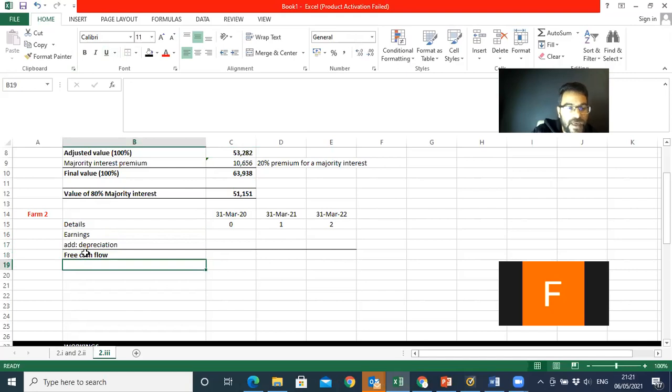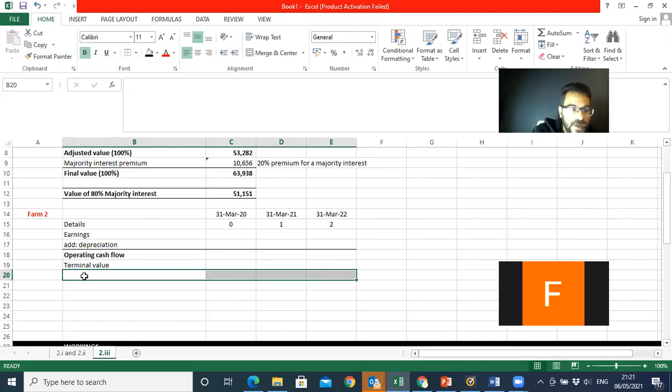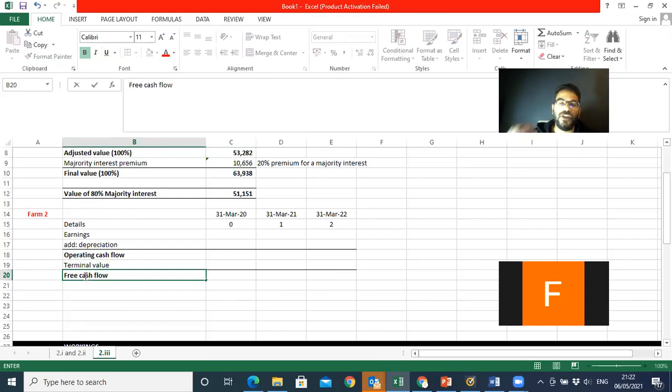Then we add back... to give us operating cash flow. Then we will add something known as your terminal value. I'll explain this now. Terminal value, and then this will give us our free cash flow. But remember, we don't want cash flows for every year. We want a value today.